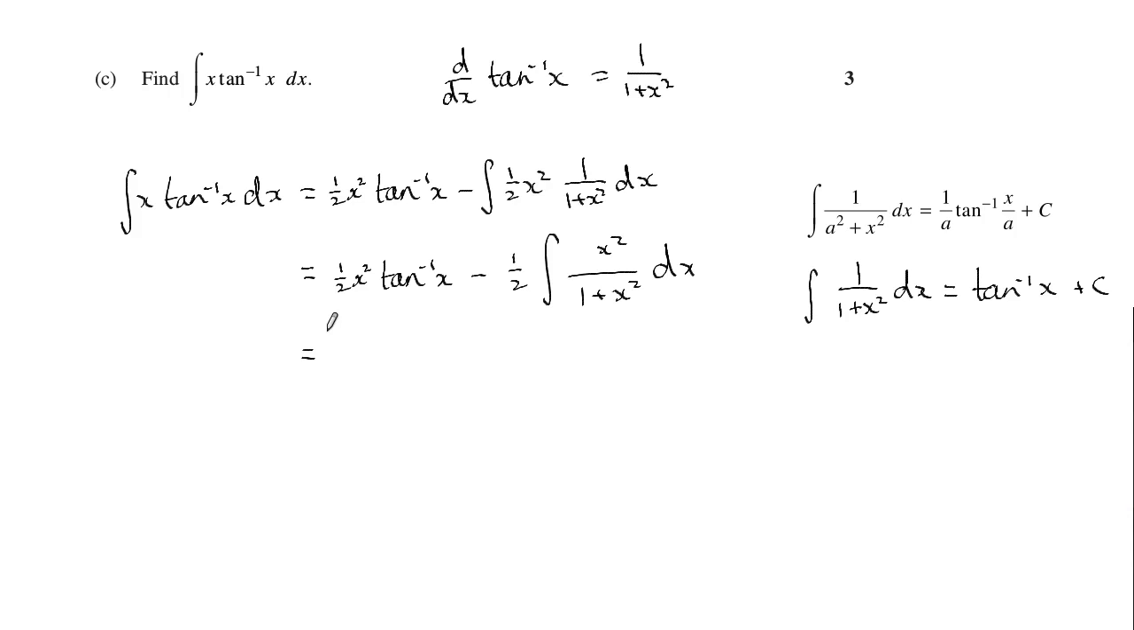So the way that I thought about it was, it would be really nice if we had 1 plus x squared up here instead of just x squared, because then we could cancel it with 1 plus x squared on the bottom. So what if we turn this x squared into 1 plus x squared minus 1? Then you can split it up into 1 plus x squared over 1 plus x squared, minus 1 over 1 plus x squared. And the 1 plus x squared over 1 plus x squared is just 1.